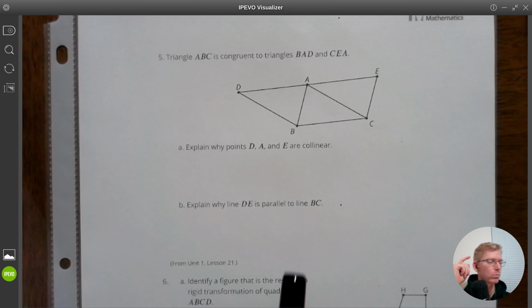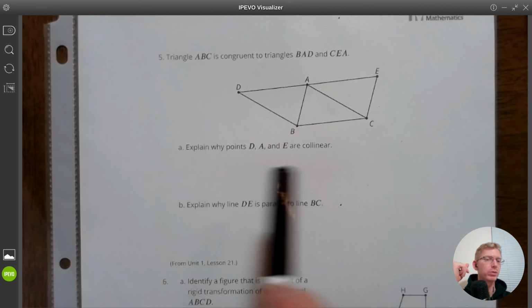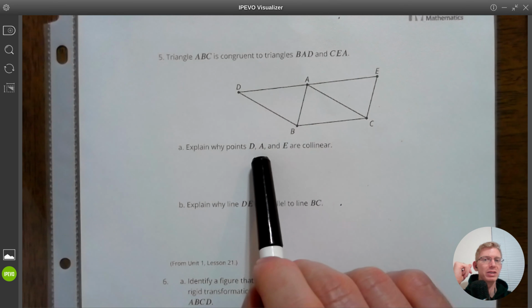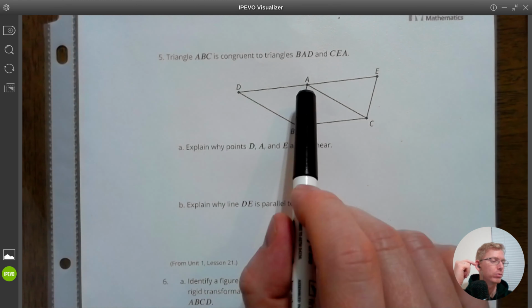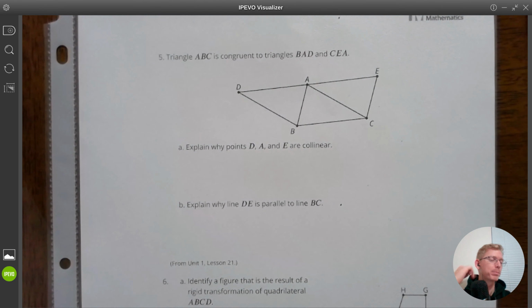Question 5 comes in two parts. First, we need to explain how we know that D, A, and E are collinear. In other words, how do we know that these 3 points are all on the same line? So we're going to do this in 3 parts.